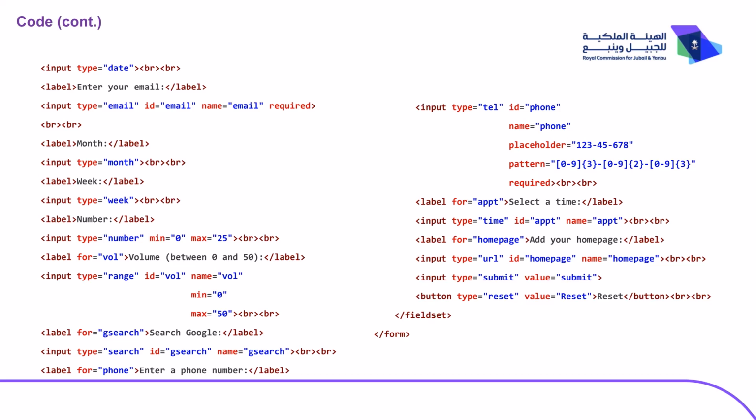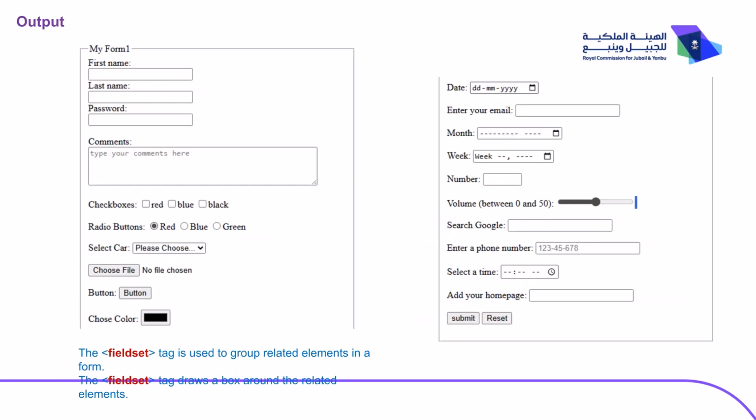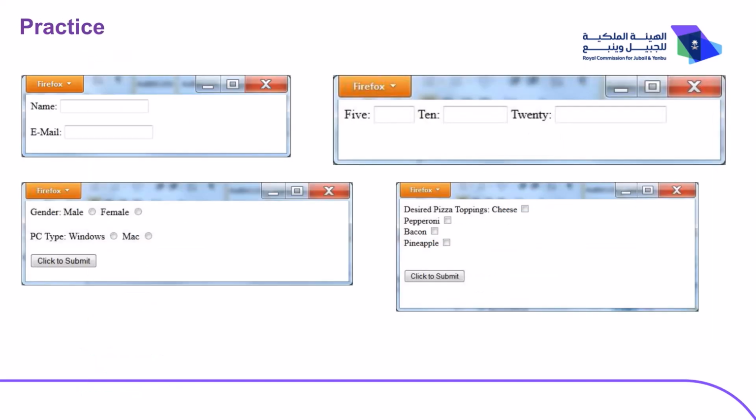This code continues with examples for date, email, month, week, number, range, search, telephone, time, and URL input types, along with submit and reset buttons. The fieldset tag is used to group related form elements and typically draws a box around them for better organization. Now, let's practice what we've learned about HTML forms.